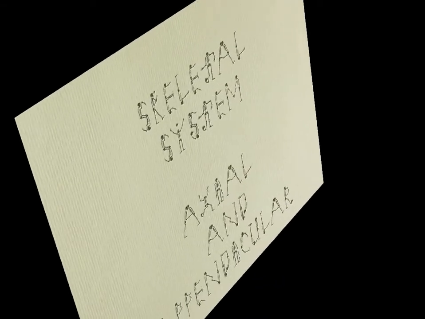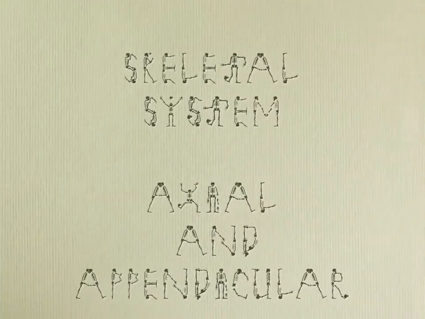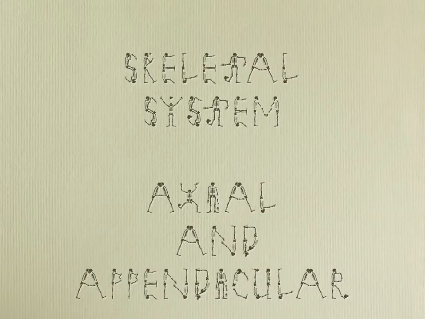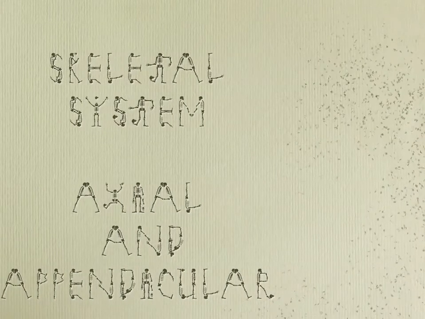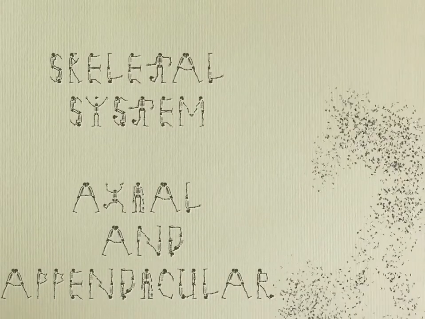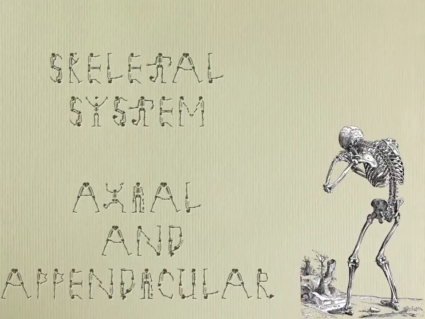Welcome to our first video in Chapter 7. This one is going to be quite short, but that's okay. The next one is going to be very long. Axial and appendicular skeleton is the topic for this video. We'll be looking at the two regions of the skeleton known as the axial and the appendicular skeleton.